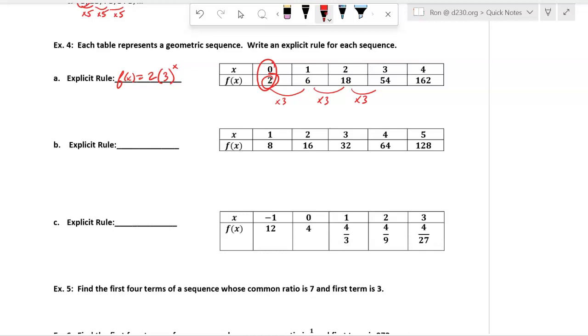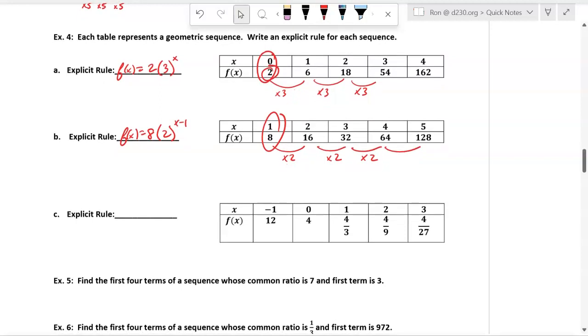So in the next example, am I given the 0 term? No, I'm given the first term. So I'm going to say my explicit rule is my first initial value, 8. What's my common ratio here? What am I multiplying by each time? I'm multiplying by 2. So my common ratio is 2. And because I'm starting with the first term, I'm going to subtract 1.